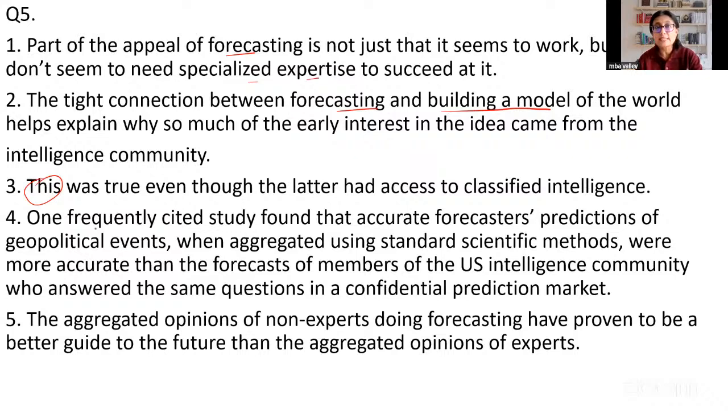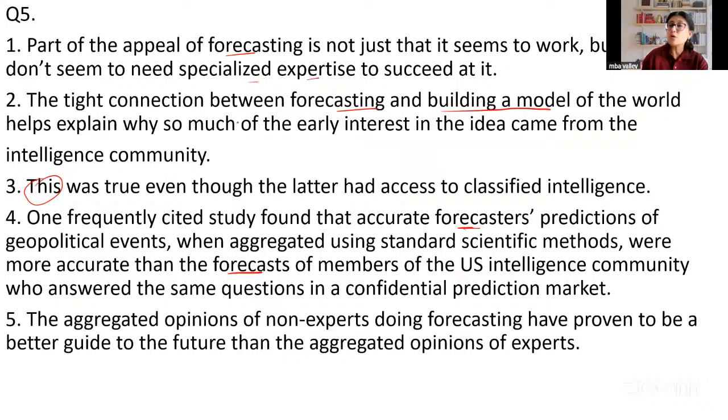One frequently cited study found that accurate forecasters' predictions, okay, we again have the word forecasters, predictions of geopolitical events when aggregated using standard scientific methods were more accurate than the forecasts of members of the US intelligence community who answered the same questions in a confidential prediction market. The aggregated opinions of non-experts doing forecasting have proven to be a better guide to the future than the aggregated opinions of experts.